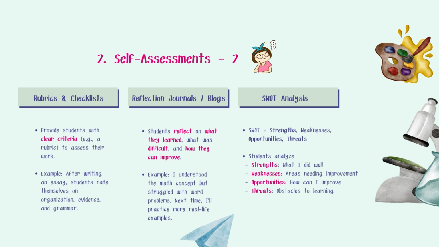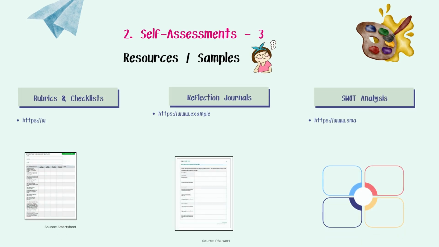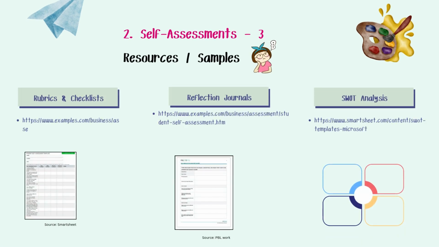The last example is SWOT analysis. In SWOT, S means strengths, W means weaknesses, O means opportunities, and T refers to threats. Through SWOT analysis, students analyze what they have done well, their weak points that need to be improved, how to improve, and what makes it difficult for them to learn. These are the resources and samples of self assessments.